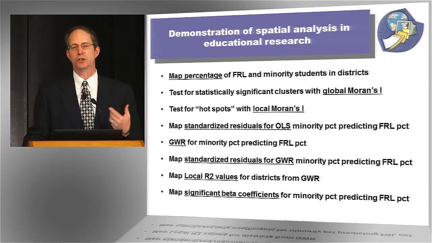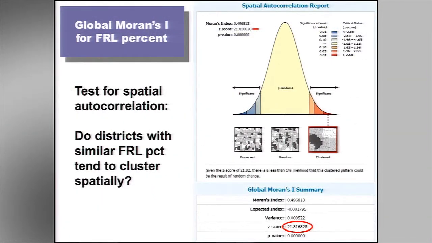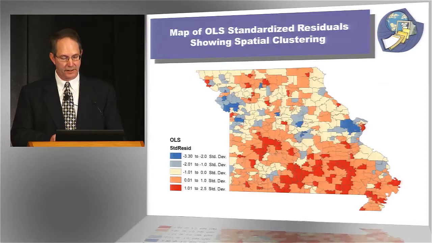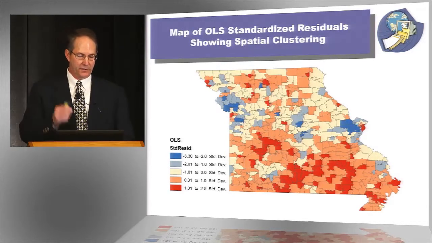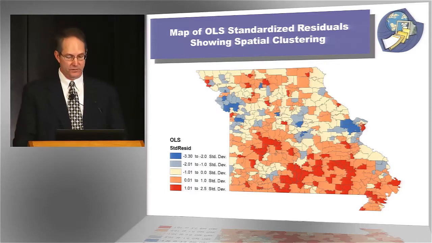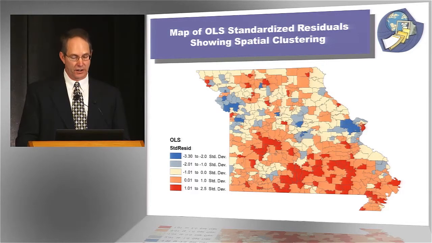What's the process you'd go through to do a spatial analysis? This is the test for spatial autocorrelation. The output will actually plot the standardized residuals, and we get this plot, and just visually looking at that, we can see that there are clusters.